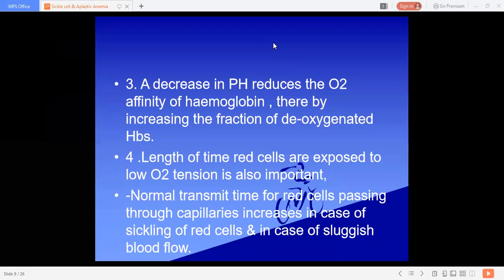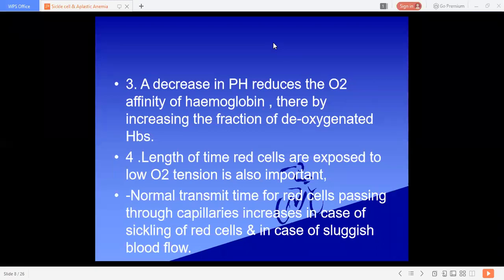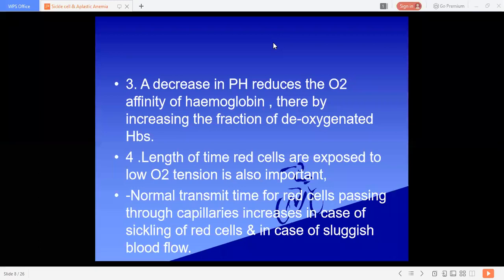Fourth factor, the length of time red cells are exposed to low oxygen tension, is very, very important. The length of time the red cells are exposed to low oxygen tension is again an important part which affects the rate and the degree of polymerization.